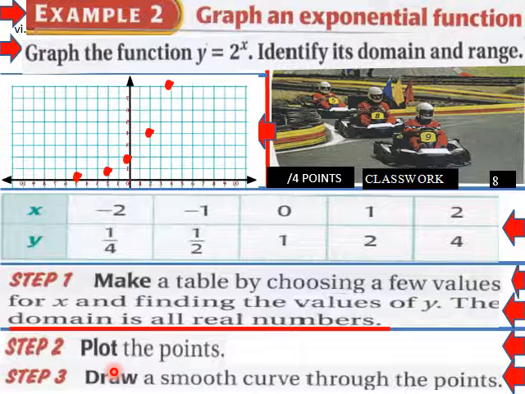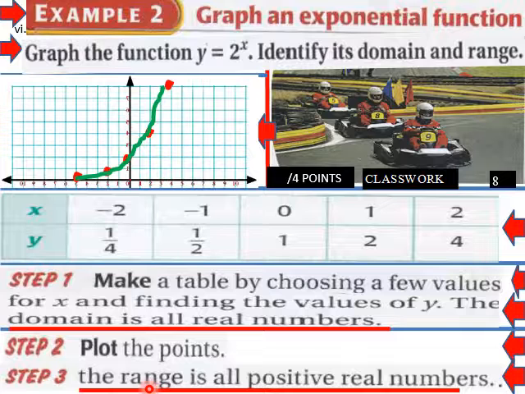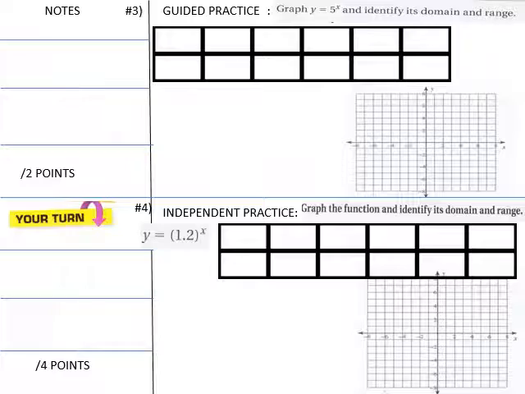Draw a smooth curve through the points. Once you've got your 5 points drawn, there's your curve for this function, y equals 2 to the x. The range is all positive reals. We're all above the x-axis here. Everything's positive. It doesn't cross the x-axis.